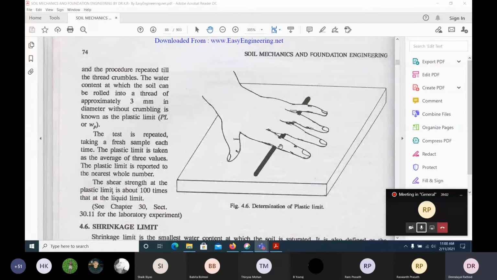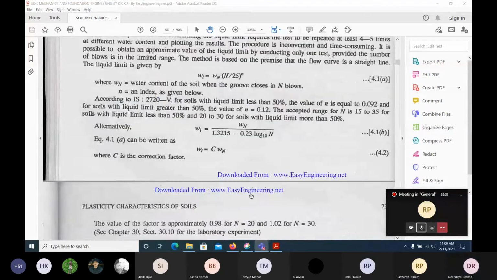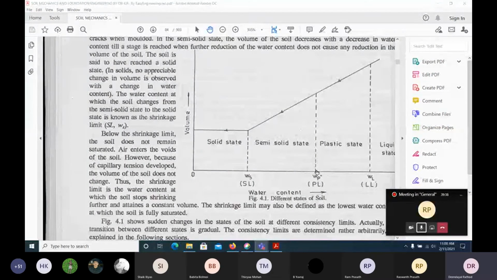Understood? Again, you should do it by trial and error. Sometimes we will add more water, it will stick to our hand. Sometimes we will add very less water, and it will break, it will crumble. So we have to keep on doing the trial and error method and see that it should be of diameter 3 mm and maybe 10 centimeter. If you can make it without crumbling, that particular water content in the soil is called the plastic limit. That is where it is. Yes, this is the plastic limit.